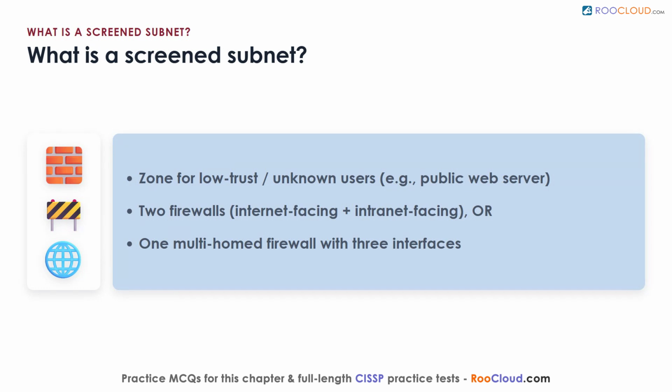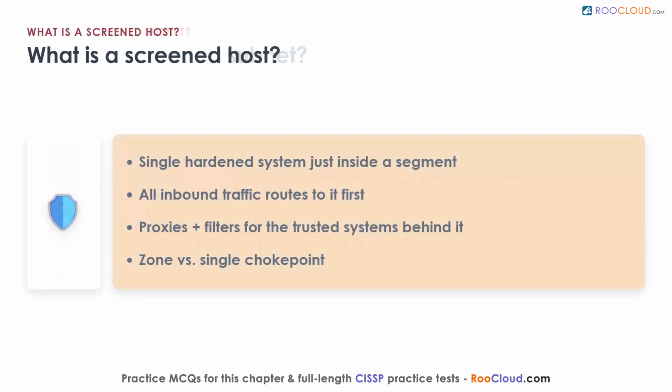Or you can use a single multi-home firewall with three interfaces, one to the internet, one to the subnet, and one to the intranet. Either way, it is a controlled reception area. Think of a hotel lobby where anyone may enter, but a second set of locked doors guards the guest floors beyond. How does a screened host differ from that subnet?